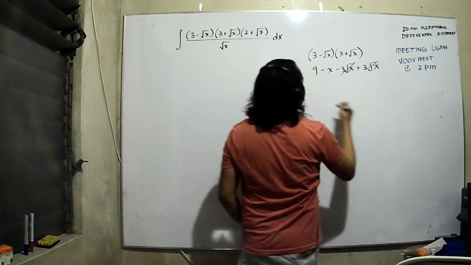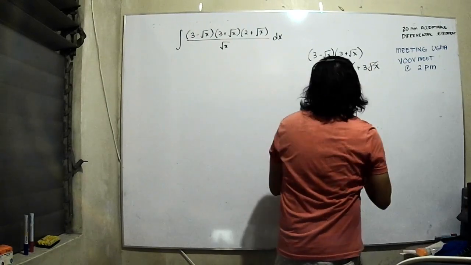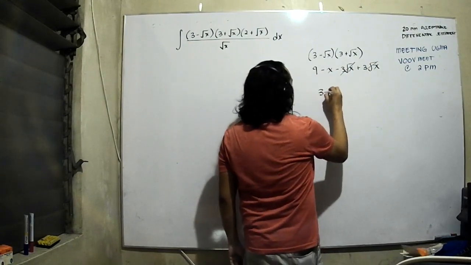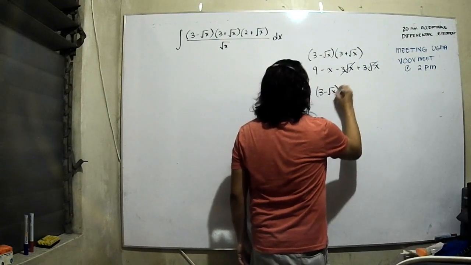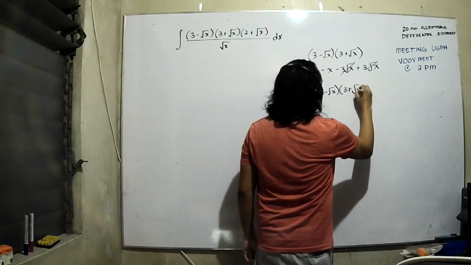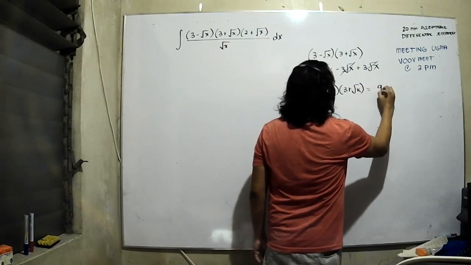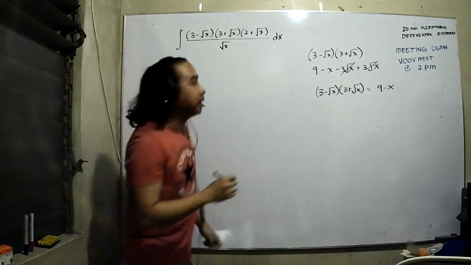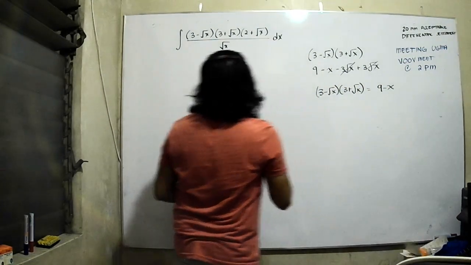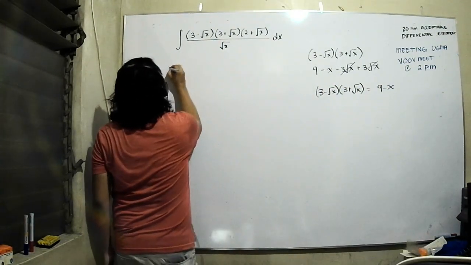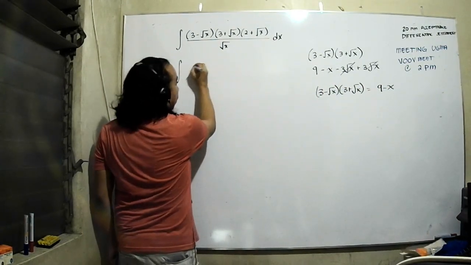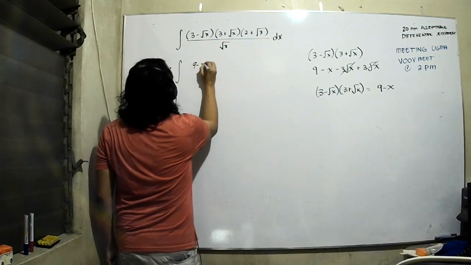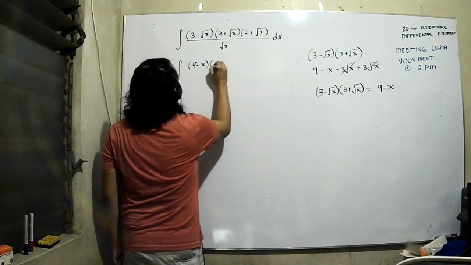They cancel. So it is safe to say that this product is actually equal to 9 minus x. I hope that is clear. Anyway, I put this into the expression and it evidently becomes much simpler.